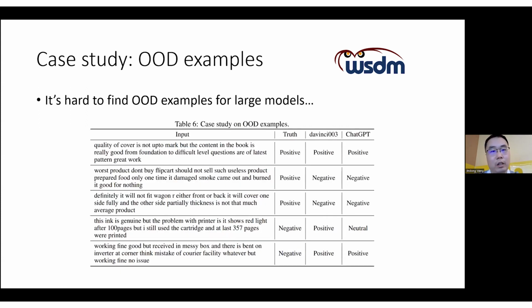There's another case study on OOD examples. It's here. This column is the truth, this is DaVinci 003, and this is ChatGPT. You can see that there are some markers in red or some kind of color to show you which part it got wrong. Because these are normal sentences, and we cannot tell why they can't do it. So the point here is that it's hard to find all the examples for large models, right? Because we do not have the dictionary or the tokens for ChatGPT. So we may never find out why it does badly on those kinds of sentences. Yeah, so it's very interesting.